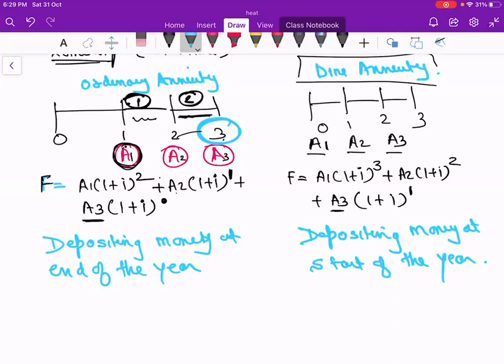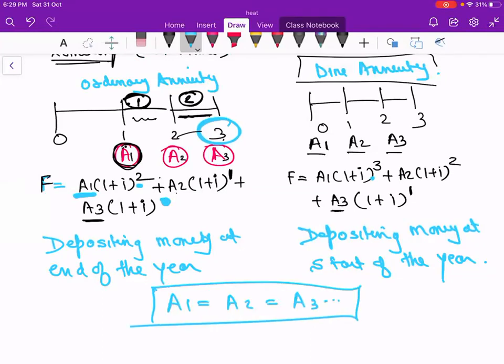Okay, so that is why for here A1 you are getting how many years of interest? 2 years interest. For A2 you are getting 1 year interest. For A3 we are not getting any interest, so its value is 0. But for here A1, how much interest are we getting? 3 years, and for this 2 years. And here A1 equals A2 equals A3, all values are the same because we are making equal deposits.